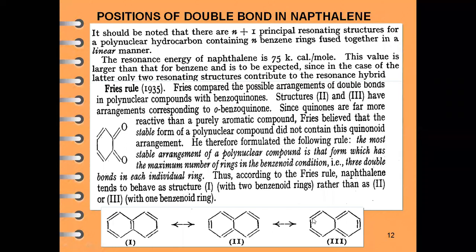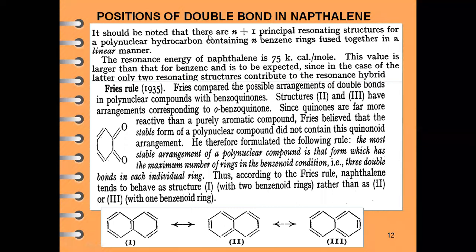Now in yesterday's lecture also we have discussed that these are the three resonating contributing structures of the naphthalene depending upon the position of double bond. Now out of these three structures, which structure is stable or which structure is more contributing in terms of resonance, this we are going to discuss today.